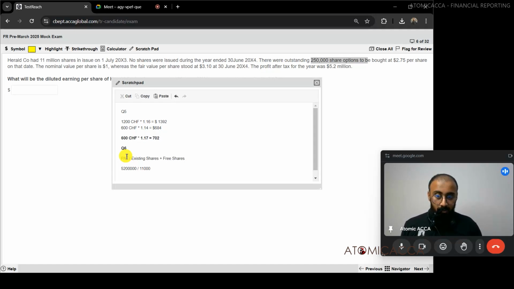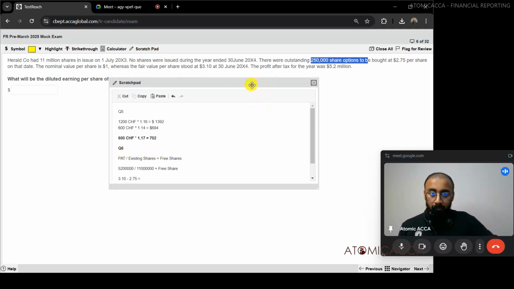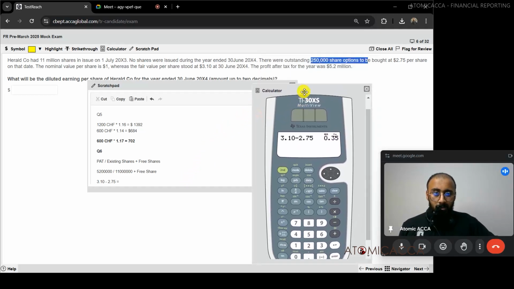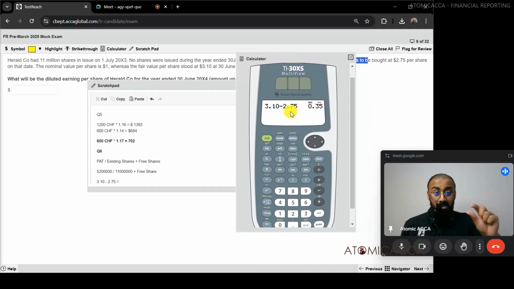So 11 million. And we have to now find out what is this free share calculation. How to find the free shares? We'll take the market value, that is 3.10, minus the discounted value, 2.75. So 3.10 minus 2.75 equals 0.35. Okay, 0.35 per share is the discount.